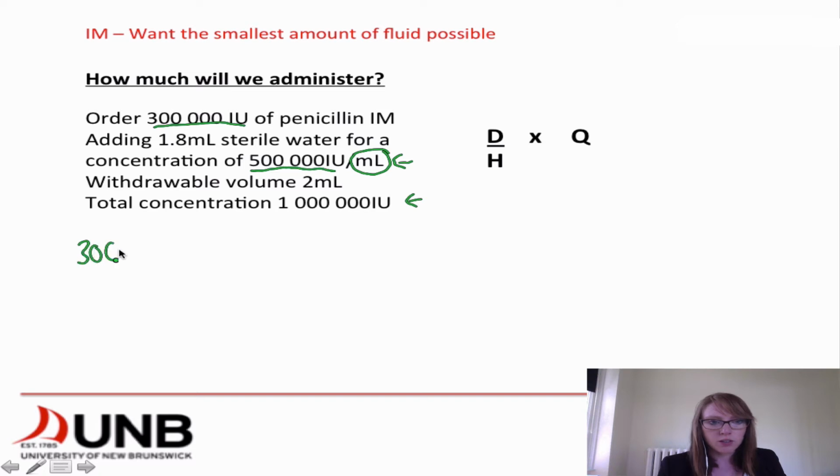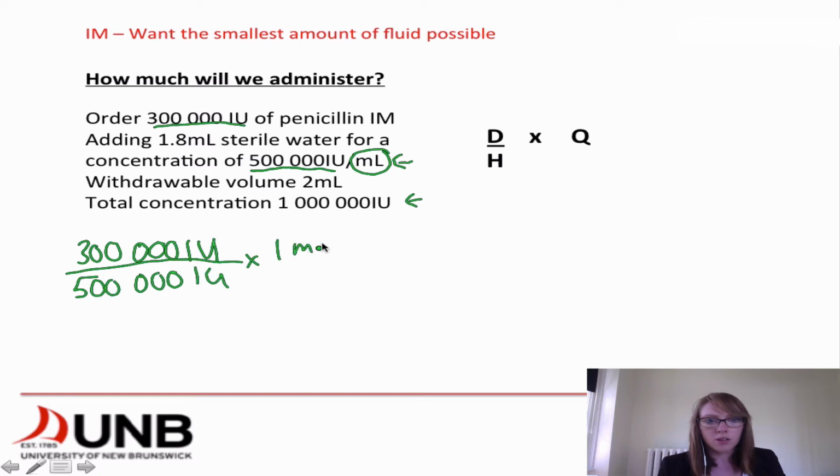So let's write this all out. We have 300,000 international units over 500,000 international units times 1 mil. If we do our math here, we can see that we are going to give 0.6 of a mil to create the 300,000 international units. Again, if you take a step back and look at the question, you know that it's 500,000 international units per mil. You know you're giving 300,000, so you can immediately tell that that's less than a mil. If you get over, something's gone wrong with your math.